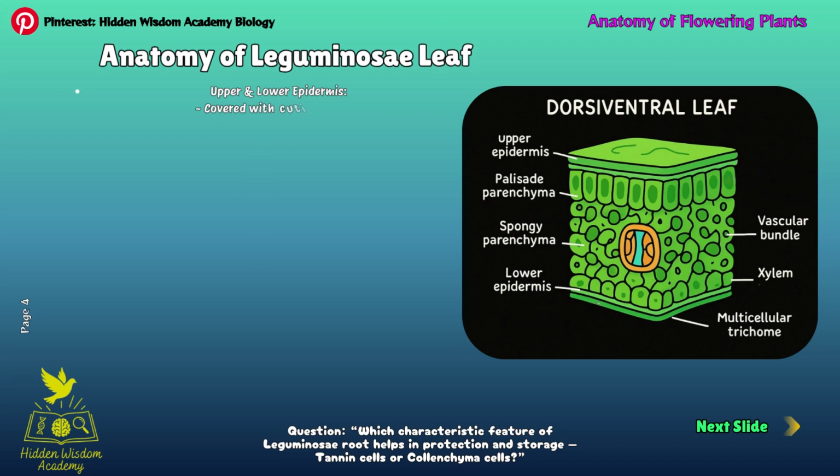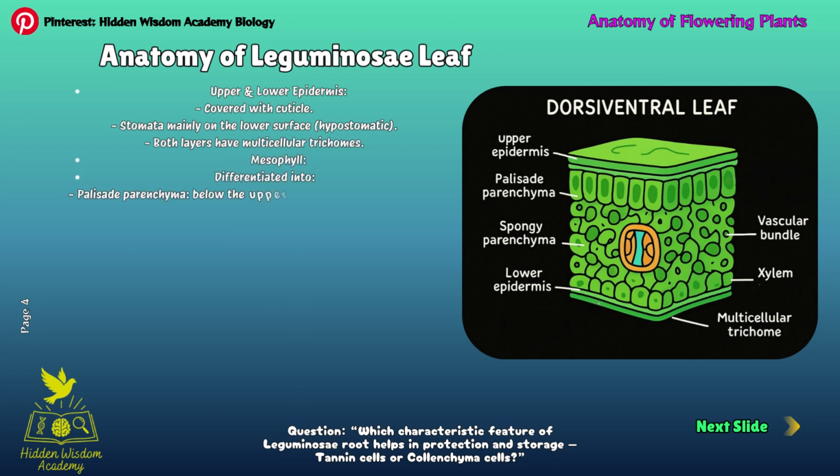Now, let's look at the leaf anatomy of the Leguminosae family, like in Pisum. The leaf is dorsiventral, with distinct upper and lower surfaces. Both epidermises have a cuticle and multicellular trichomes. The lower epidermis has more stomata, so the leaf is hypostomatic.